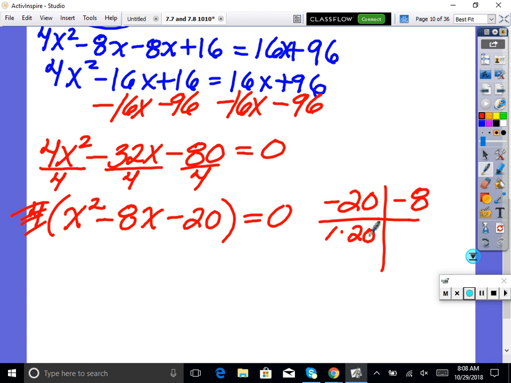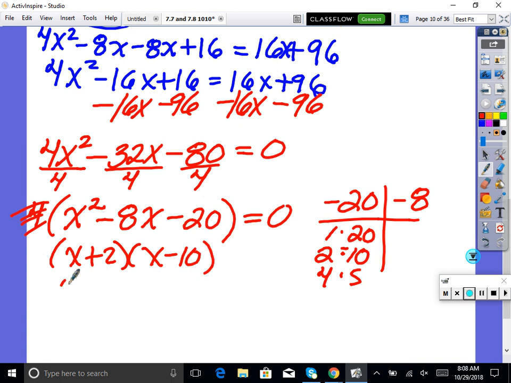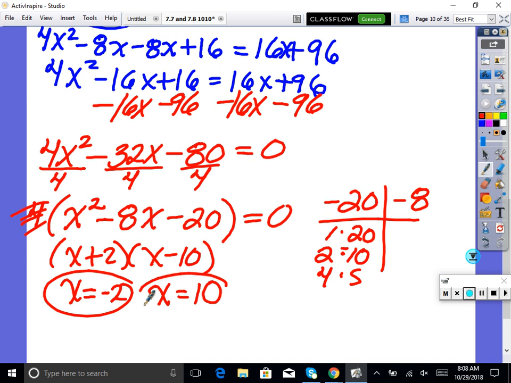1 times 20, 2 times 10, 4 times 5. 2 and 10 is it. Yep, so it would be negative 10 times 2. It quick factors, so we have an x plus 2 and an x minus 10. So x equals negative 2 and x equals 10. And then after all that pain and suffering, we got to go check our answers.